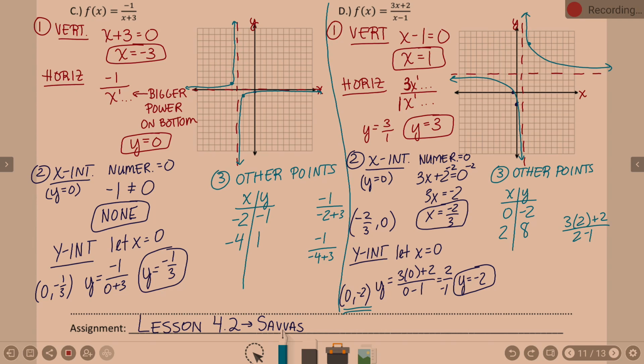And again, I'm not making us graph more points because these graphs don't have to be precise. Okay, we have the gist of where they are based on the asymptotes. We know those. We know which sections they're in. Okay, those are the key pieces to me.